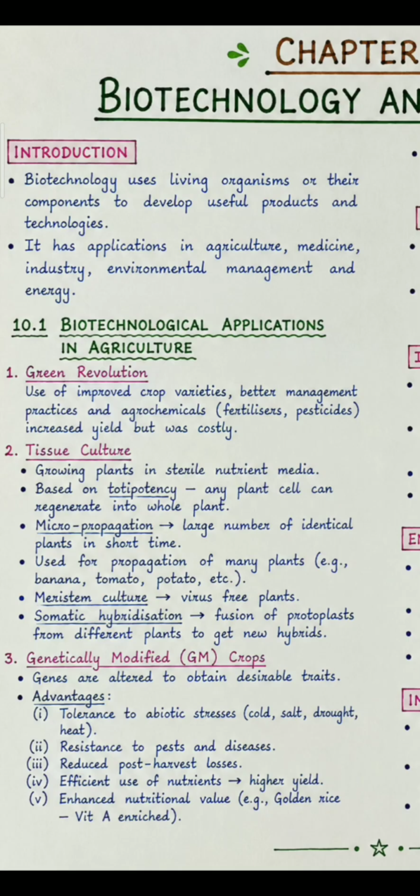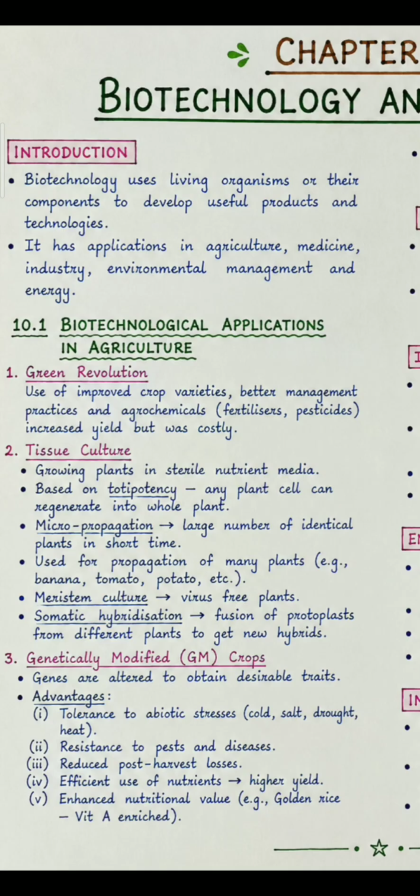And micropropagation: a large number of identical plants are produced in a short duration. This is called micropropagation. Thousands of plants produced through tissue culture is called micropropagation. Each of these plants will be genetically identical to the original plant from which they were grown. These are called somaclones.